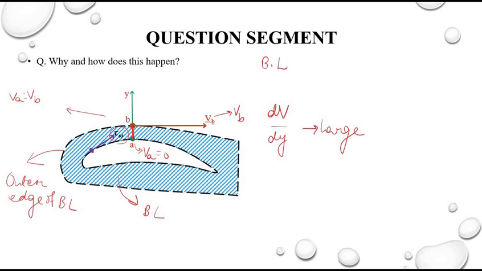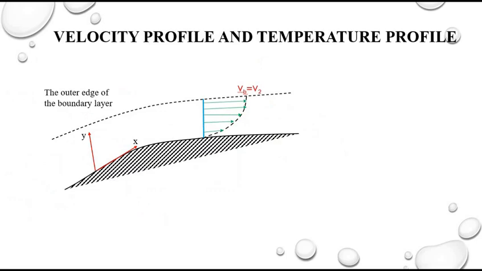Let us have a look at the concept called velocity profile and temperature profile. Now, these are some new terms which we encounter with respect to the boundary layer: velocity profile and temperature profile. So here, let us consider a surface. This is a surface that I am considering, and this is my outer edge of the boundary layer.